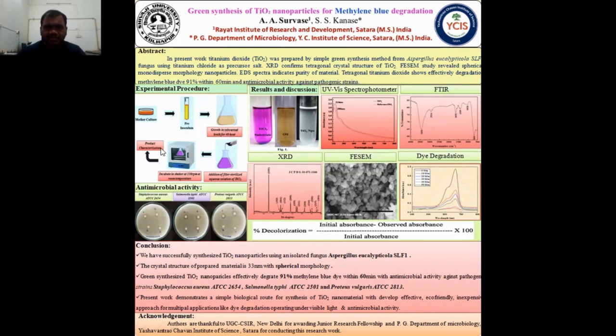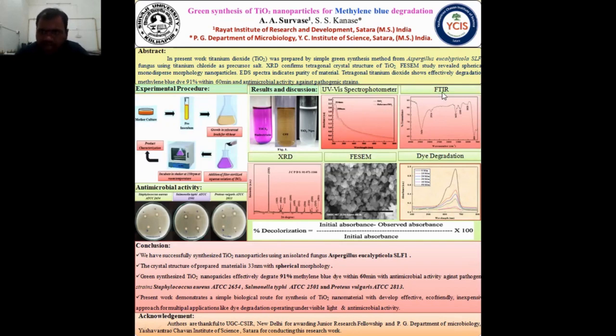When you synthesize any metal nanoparticle, the first step of characterization is UV-visible spectrophotometer. Color change from violet to a white precipitate indicates the formation of TiO2 nanoparticles. The maximum absorbance at about 214 nanometers indicates the formation of TiO2 nanoparticles.